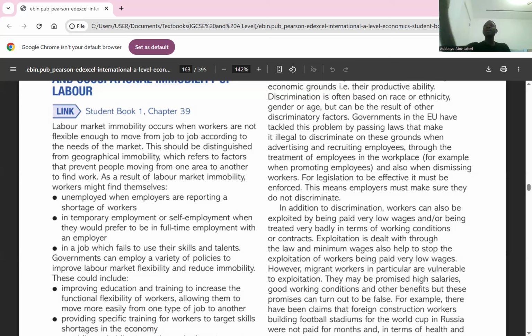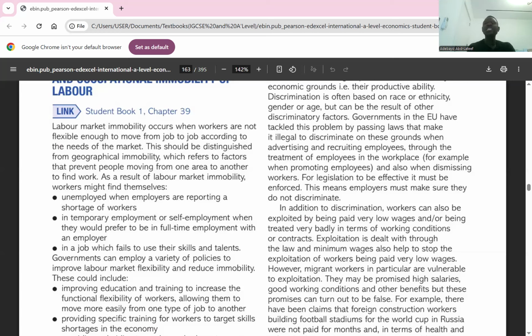So instead of workers having to move when they are unable to move, just set up there. So government could provide incentives for businesses or firms to set up in those locations, so it becomes easier for those that are there to get a job. Do you understand? Yeah. So it's not necessary we have to move because of geographical immobility. Geographical immobility can also be solved if you bring the business to us. Do you understand the point there?